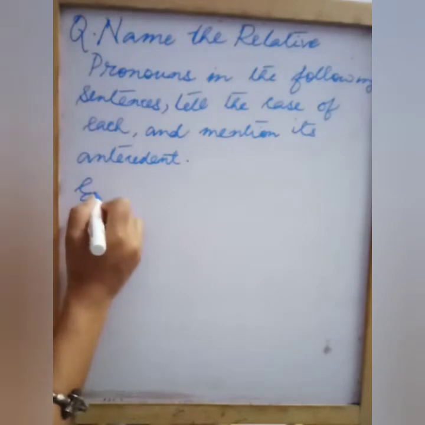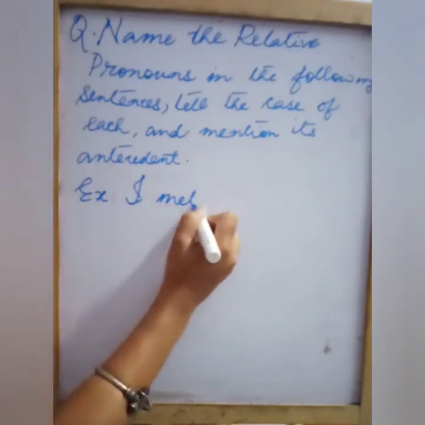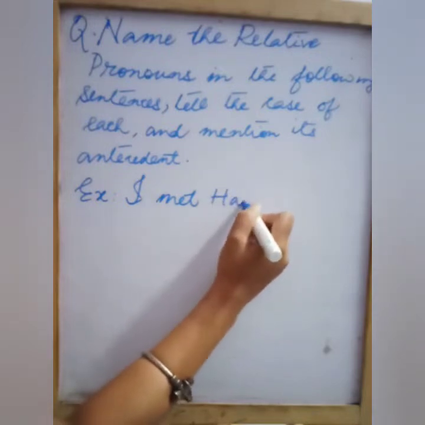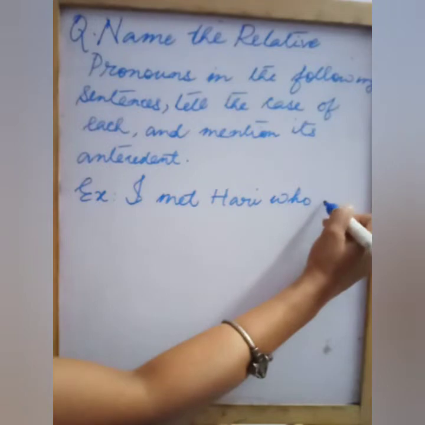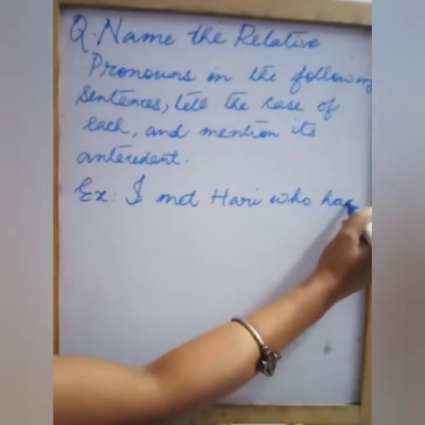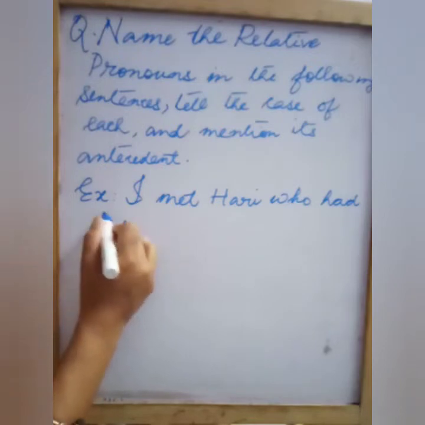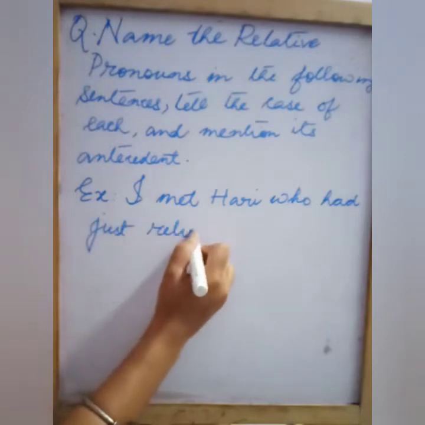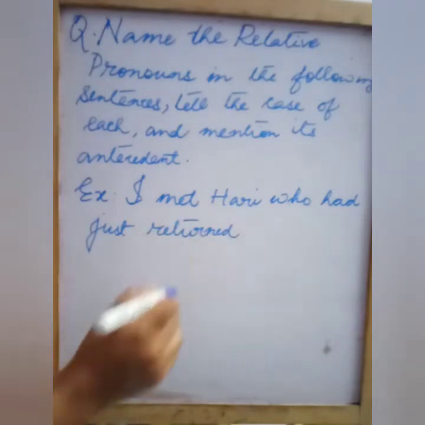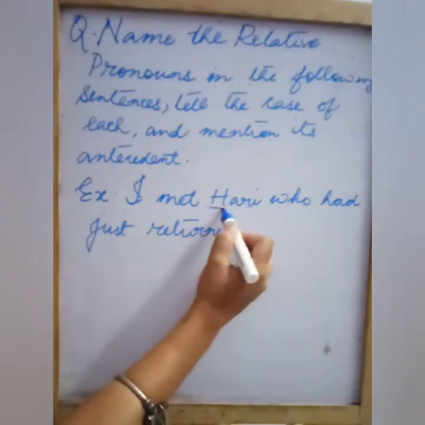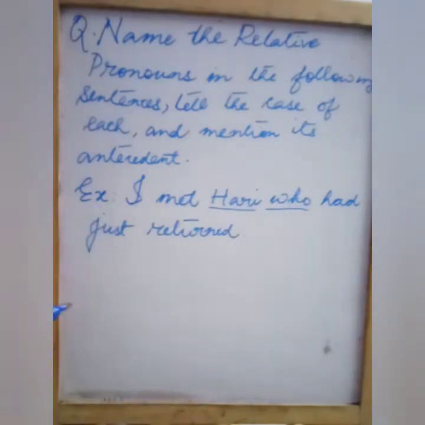Say, just as an example: I met Hari who had just returned. Alright. So in this sentence, which is the noun? Hari is the noun. Which is the pronoun? Who. So this is the relative pronoun.